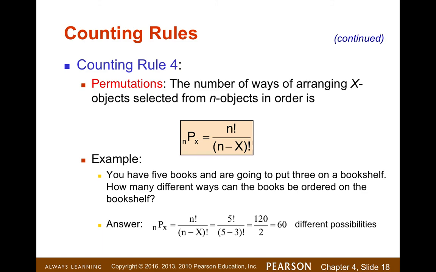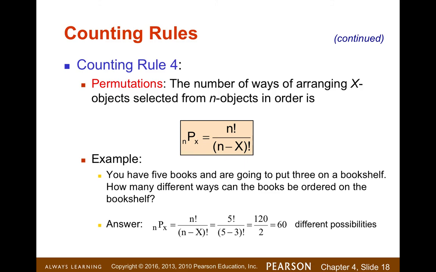So, for example, you have 5 books and are going to put 3 on a bookshelf. How many different ways can the books be ordered? What that's telling you is that if you put book number 3 in the first place, book number 5 in the second, and book number 1 in the third, so 3, 5, 1, that's a different ordering than 5, 3, 1. Even though you have the same books, the way they're ordered matters in the problem. So when order matters, you've got a permutation.